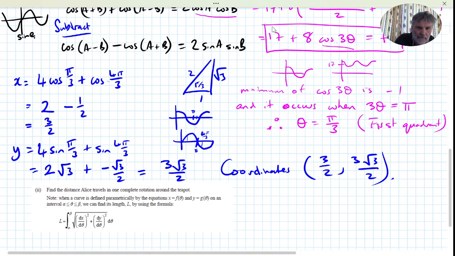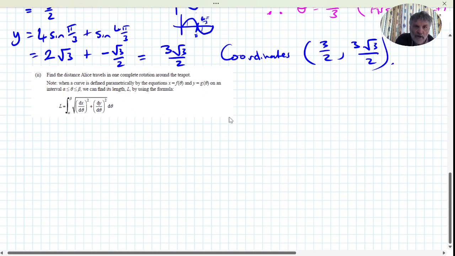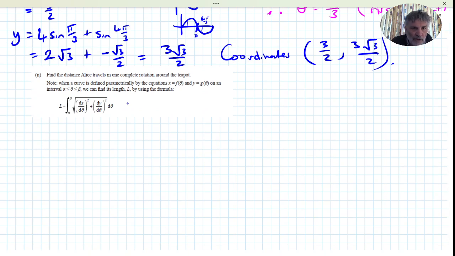And I nearly got the spacing right when I shifted, so we can just go on. Find the distance Alice travels in one complete rotation around the teapot. Note, when a curve is defined parametrically by the equations x equals f of theta and y equals g of theta on an interval alpha less than theta less than beta, we can find its length by using this formula here.